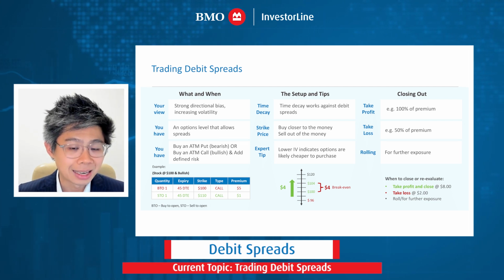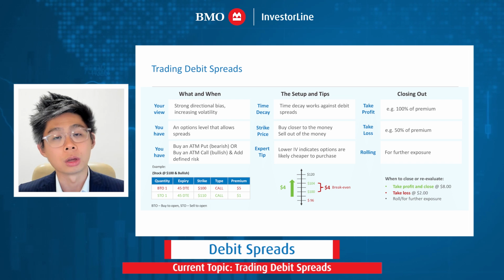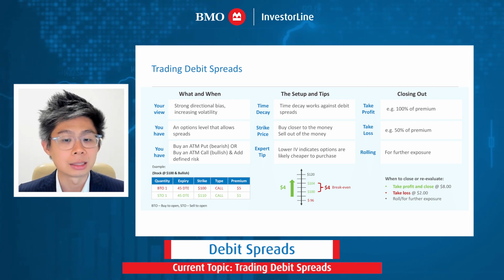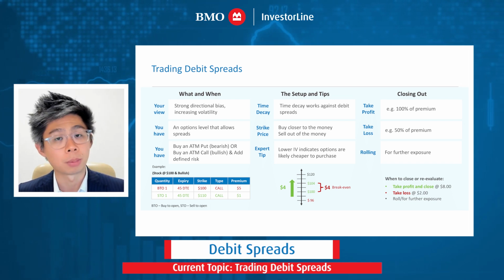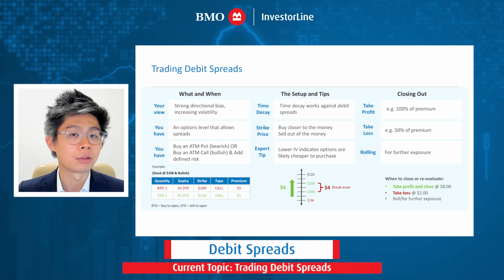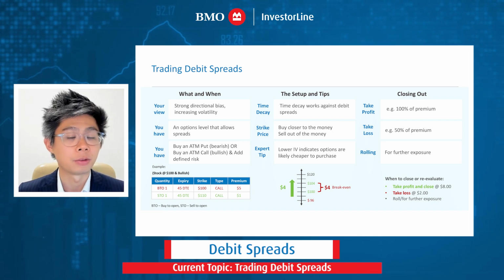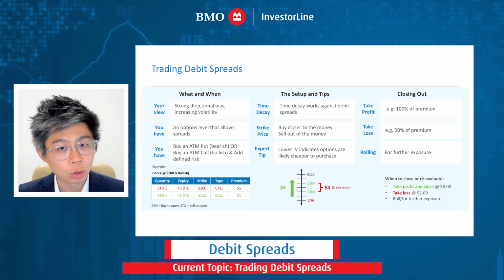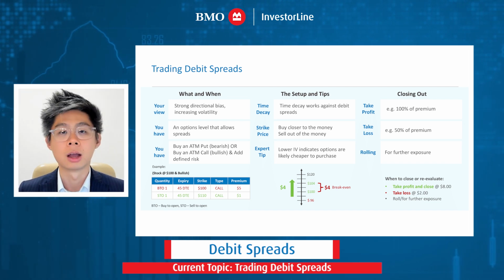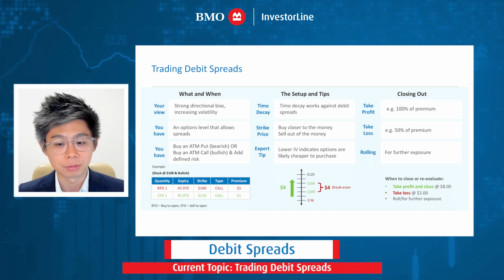And lastly, like we said before, lower implied volatility indicates that options are relatively cheaper to purchase, which means that you're going to have a lower risk and you're going to have generally a higher probability of profit, because the break-even price is closer to the current price of the stock when options are inexpensive.